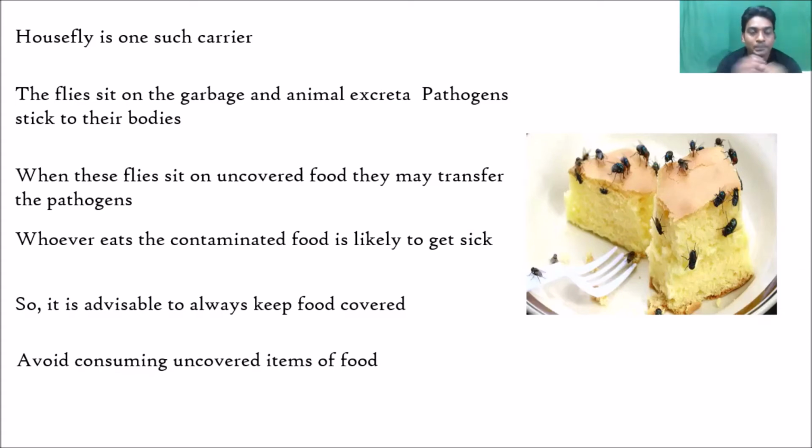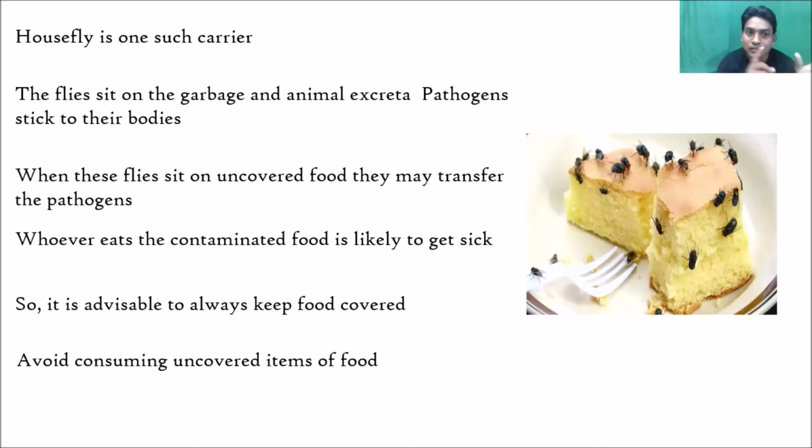stick to their body. So when houseflies sit on the garbage and animal excreta, I gave the picture of food here. Why? Because garbage and animal excreta will not be good to see. So I took the picture of this from Google, and here pathogens will stick to the body of the housefly, and these houseflies will not sit there completely. So they will move here and there, and the uncovered food which they sit on will transfer the pathogens.